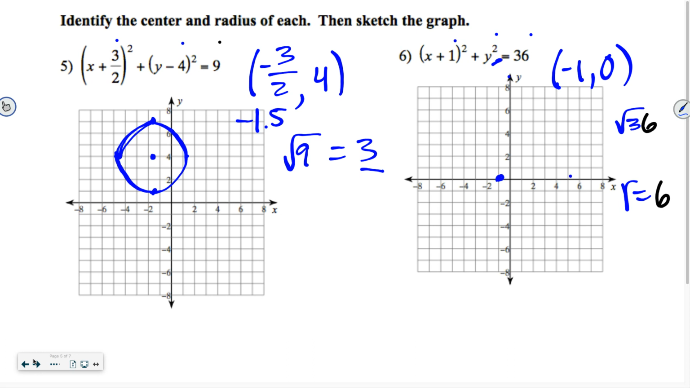So I'm going to go 6 this way to the right. I'm going to go 6 to the left. I'm going to go 6 down. I'm going to go 6 up. And then I'm going to connect it with a curve. Like I said, if I had a compass, that's what I would want to use with that.